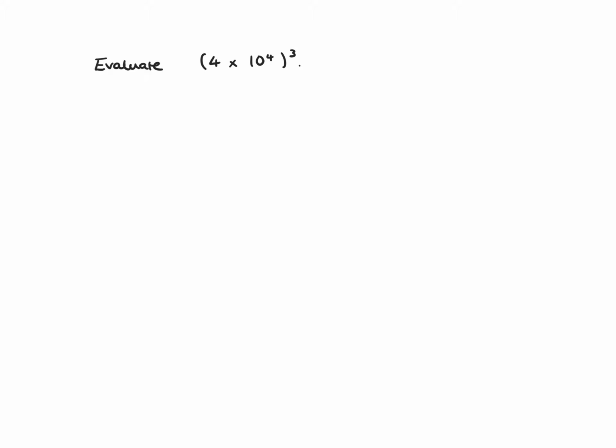We know that one method we have here is to work out what 4 times 10 to the 4th power is as an ordinary number and then cube it. But of course we can also use the laws of indices to help us simplify this problem somewhat. One of the laws of indices that we have involves working with numbers in brackets. So x to the power of a to the power of b is the same as x to the power of a times b. Essentially we just multiply the powers or the indices.